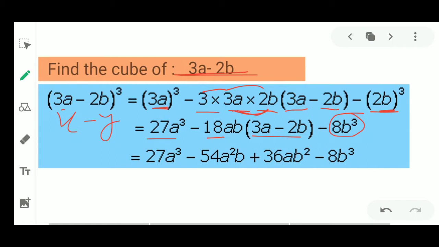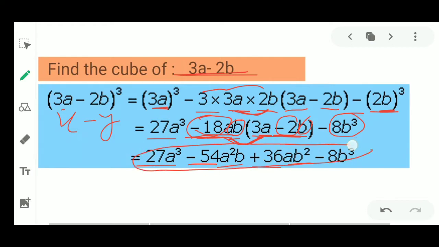Okay, so now 27a³ − 18ab multiplied by 3a, so 18 into 3 is 54, and ab into a is a²b, then −18ab into −2b, so −2 into −18 will be plus 36, and ab into b will be ab², minus 8b³. So that is the answer.